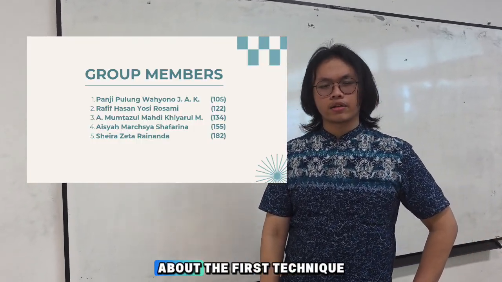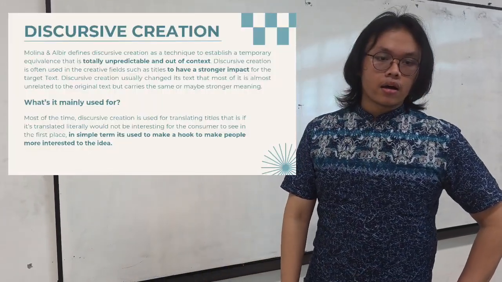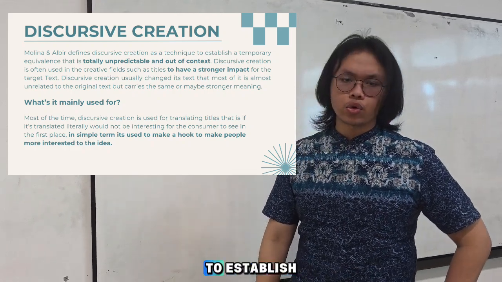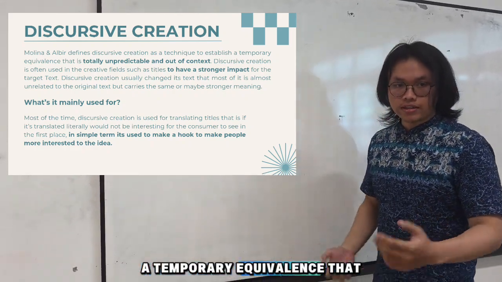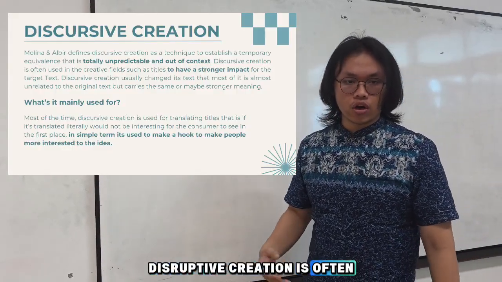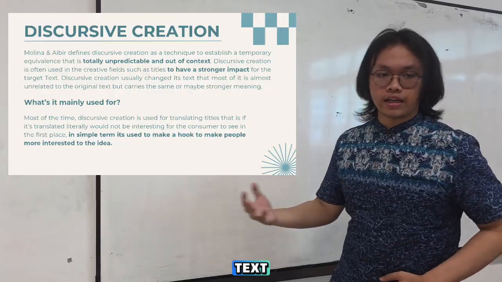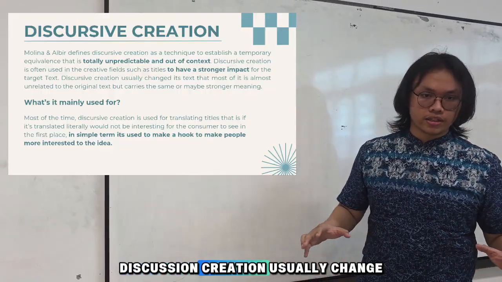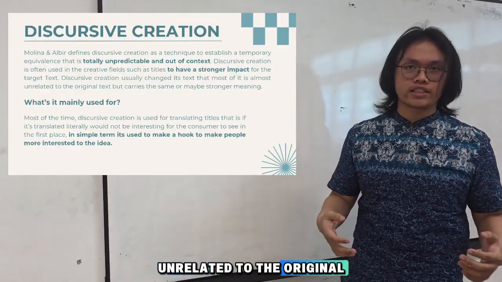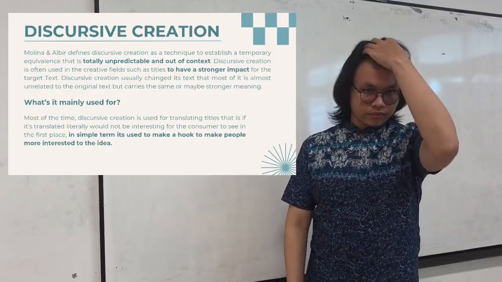And let's start with the first technique, discursive creation. Molina and Albir define discursive creation as a technique to establish a temporary equivalence that is totally unpredictable and out of context. Discursive creation is often used in a creative field such as titles to have a stronger impact for the target text. Discursive creation usually changes its text, most of it almost unrelated to the original text, but it carries the same or maybe stronger meaning.